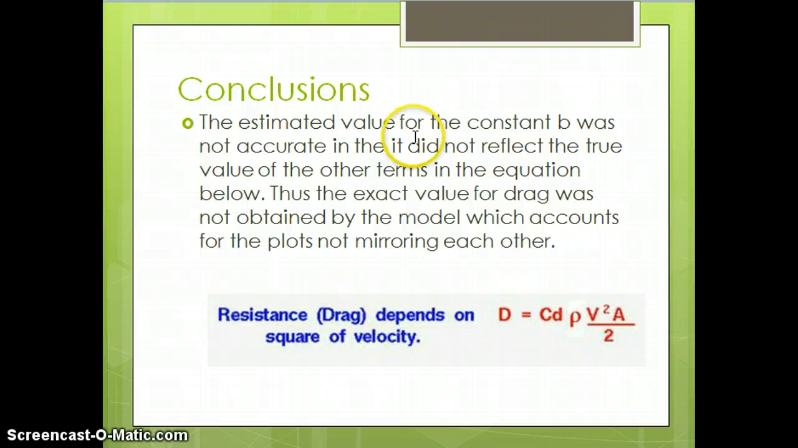Conclusions. The estimated value for the constant B was not accurate in that it did not reflect the true value of the other terms in the equation below. Thus, the exact value for the drag was not obtained by the model, which accounts for the points not mirroring each other.